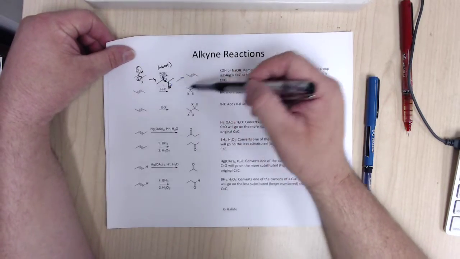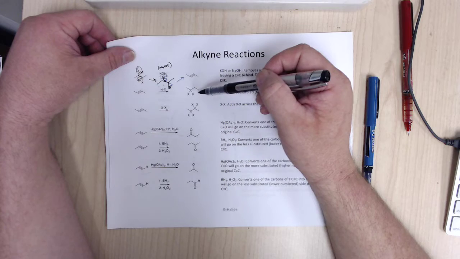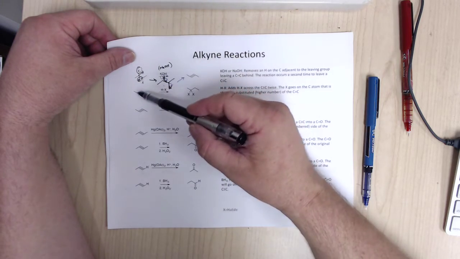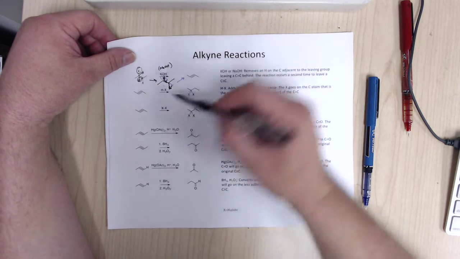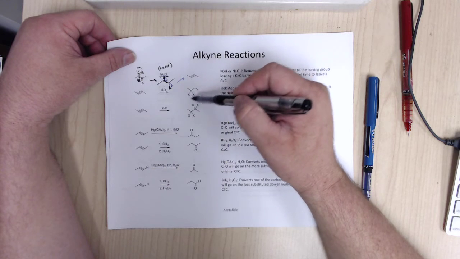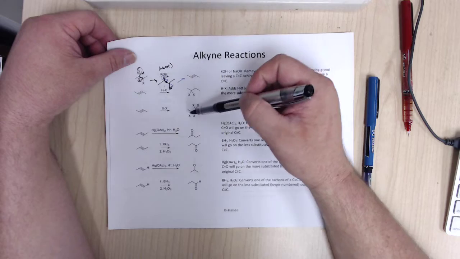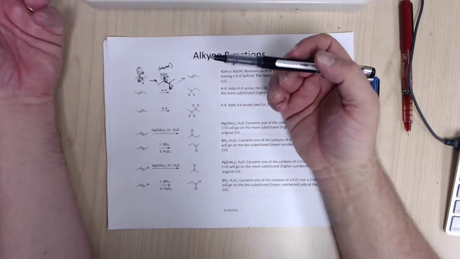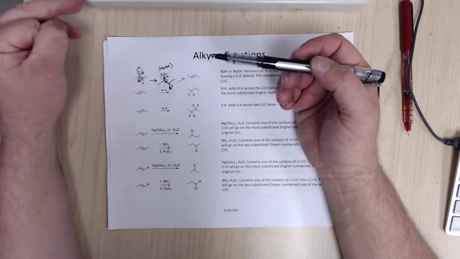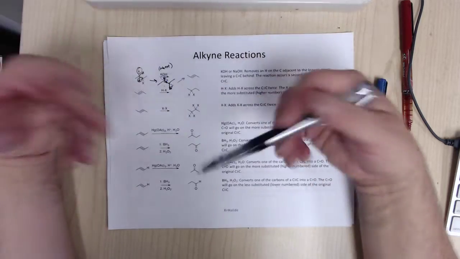Again, if you're going to add HX, it's just going to behave as if there's two double bonds there, right? So with that, the X's go on the same carbon. Here again, we're going to add on either side of this. We're just going to do the reaction twice, just like with the alkene. It's just going to do alkene twice.